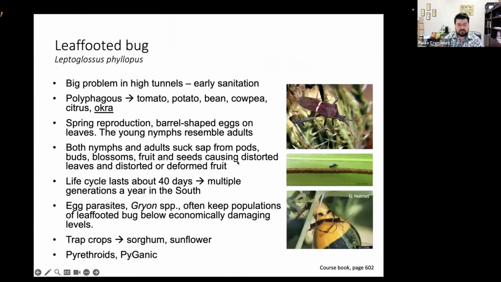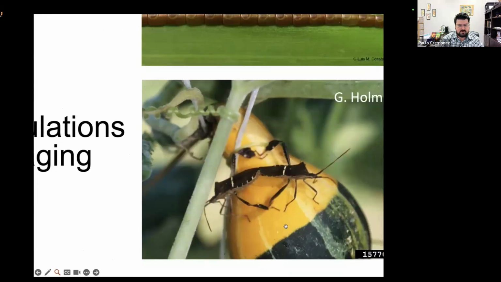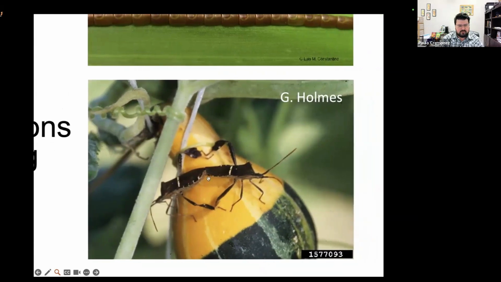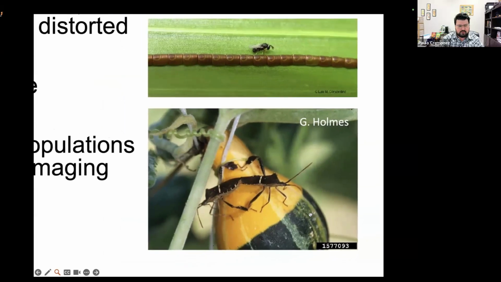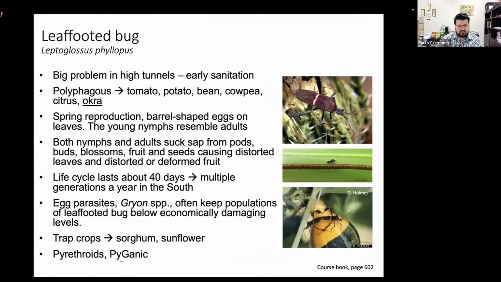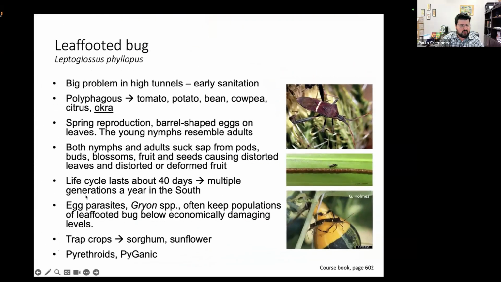Both nymphs and adults cause damage by sucking the sap from the pods, the buds, the blossoms, and cause distorted leaves, and they can cause distortion of the fruits. For example, in this picture here, two adult leaf-footed bugs are reproducing over the squash. Their life cycles last about 40 days, and they can have multiple generations a year in the South.